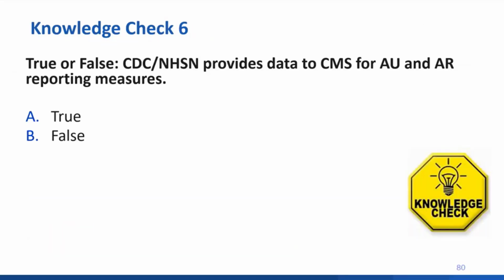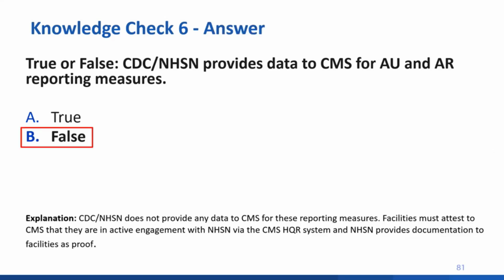We've reached our final knowledge check, number 6. True or false? CDC and NHSN provides data to CMS for AU and AR reporting measures. The correct answer is B, false. CDC and NHSN does not provide any data to CMS for these reporting measures. Facilities must attest to CMS that they are in active engagement with NHSN via the CMS HQR system, and NHSN provides documentation to facilities as proof.